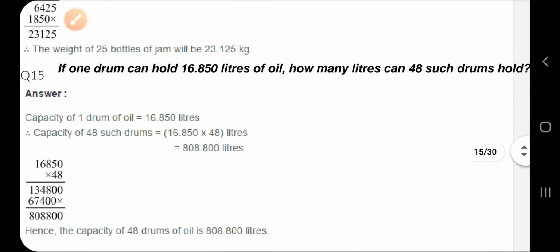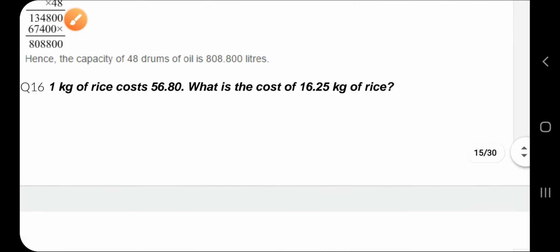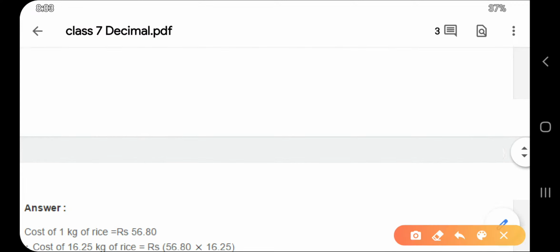If one drum can hold this much liter of water, how many liters can be contained in 48 such drums? Simply multiply: the capacity of one drum is this, the capacity of 48 such drums is this. Okay, so the capacity of this is this. That's it.